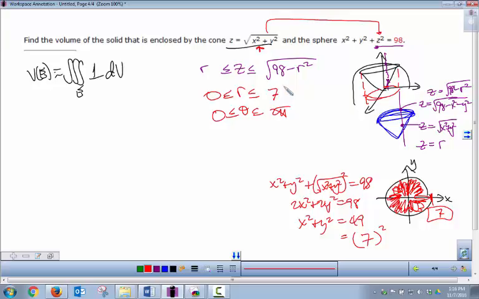Yes? Why did we plug in the equation of the cone into the sphere? Because we're finding the intersection of the cone and the sphere, and that intersection brought down to the xy plane will give us our region that we're integrating over. And so we have to find a way to set them equal to each other somehow. And that's the intersection between the sphere and the cone, correct.